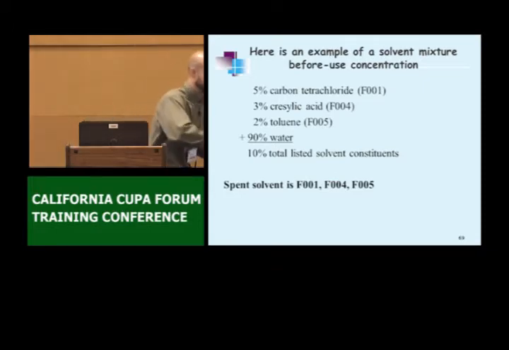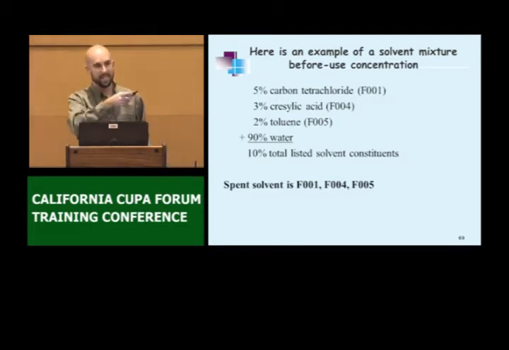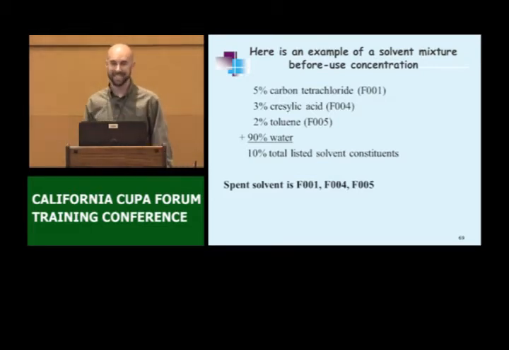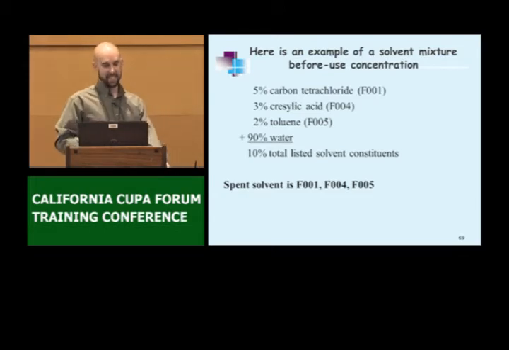I heard 10 right here. You get a Reese's. That's fast. Nice. He recovered my poor throw. Nice. Good job. So we have 10% of total listed solvents. So what waste codes are going to be associated with this waste?